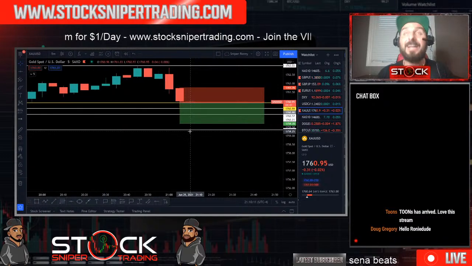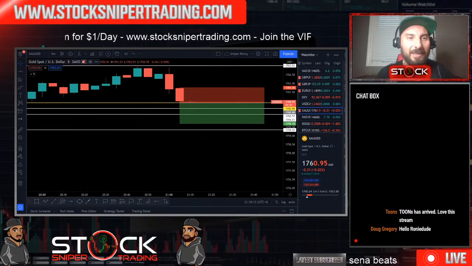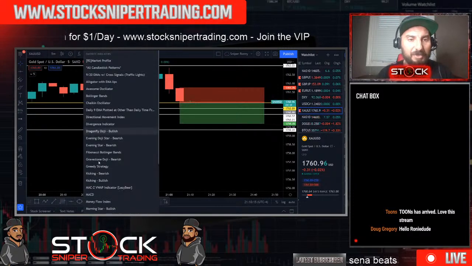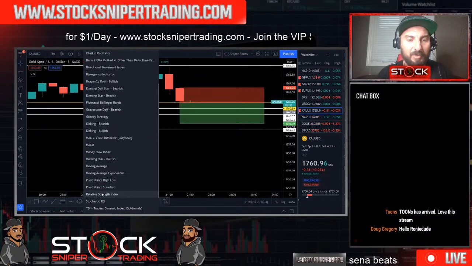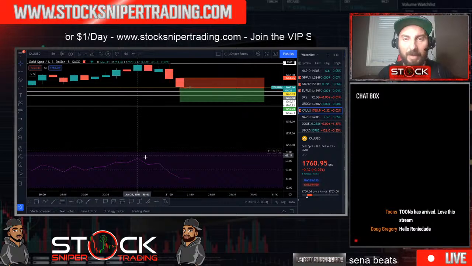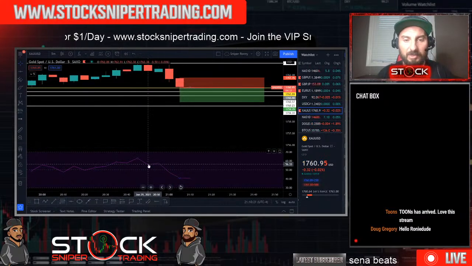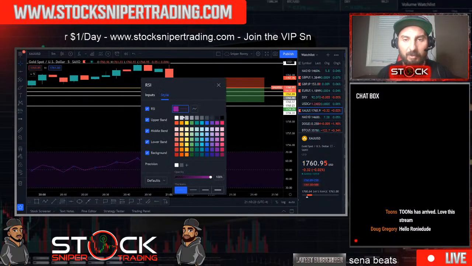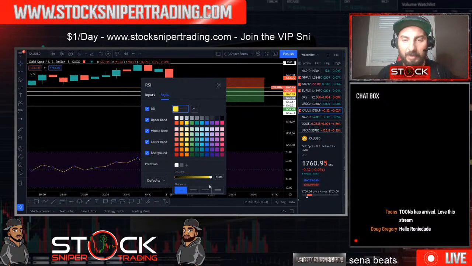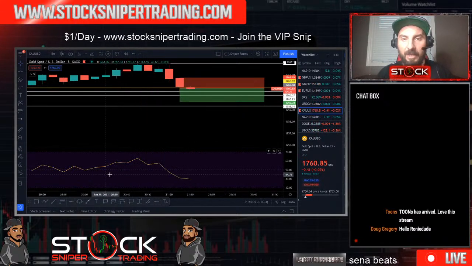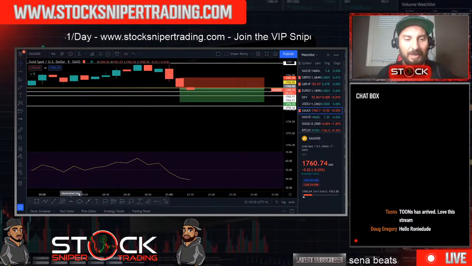Okay, and guys, also I'm going to add RSI indicator on my chart. That's a relative strength index. This is used for strength and momentum. Okay, so what I'm going to do is I'm just going to change the colors here so you can see it. I'm going to go yellow. Okay, so let me know if you guys can see that. Yellow here.